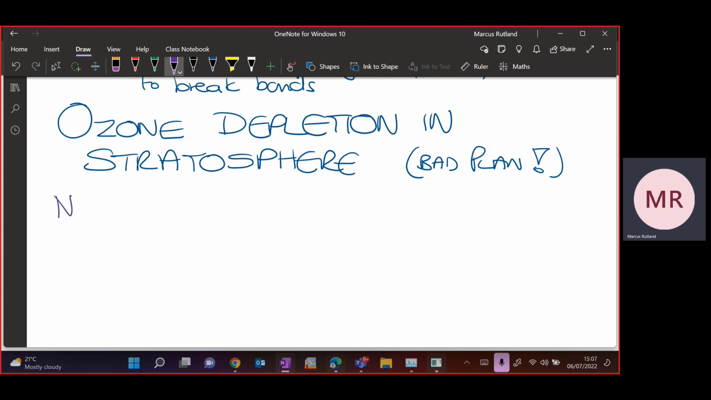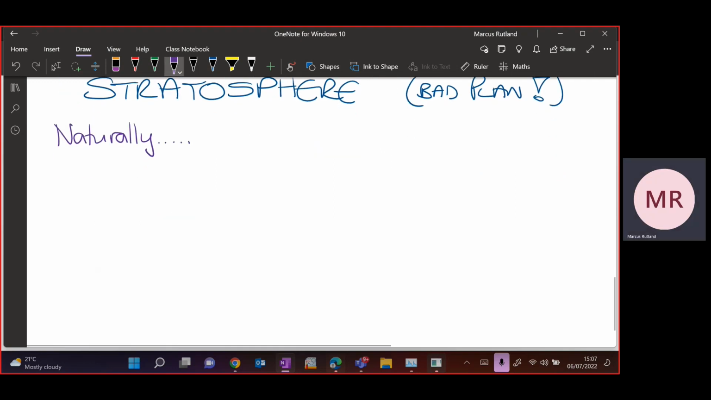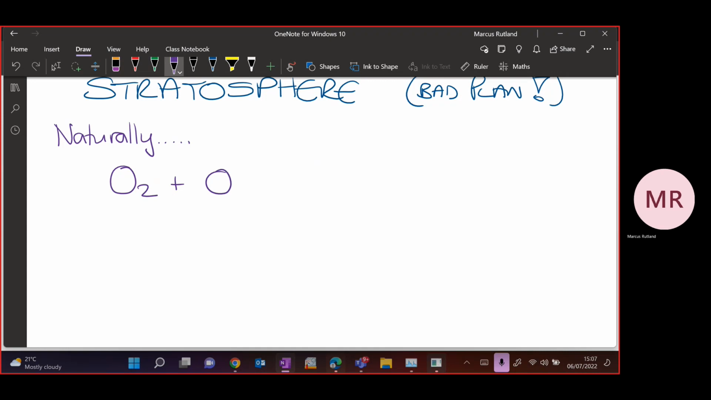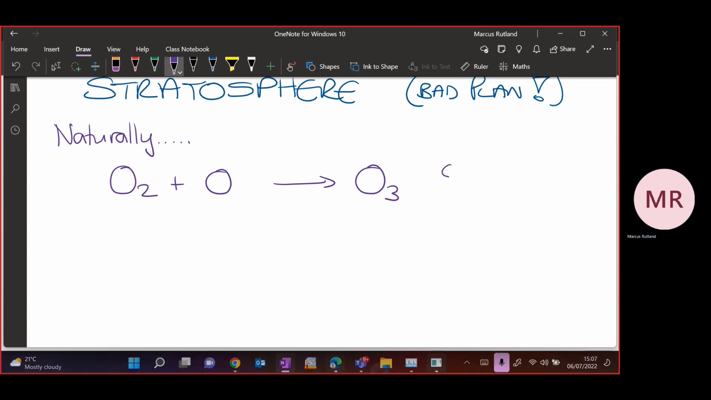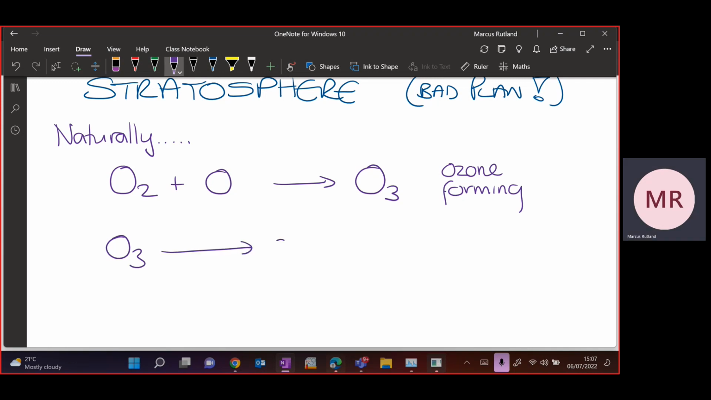Okay, so just note, naturally in the stratosphere, you have O2 plus O forming O3. So that's ozone forming. And then you have O3 going to O2 plus O when high energy UV radiation is absorbed. This is the way that the ozone stops the high energy UV radiation reaching the Earth's surface.